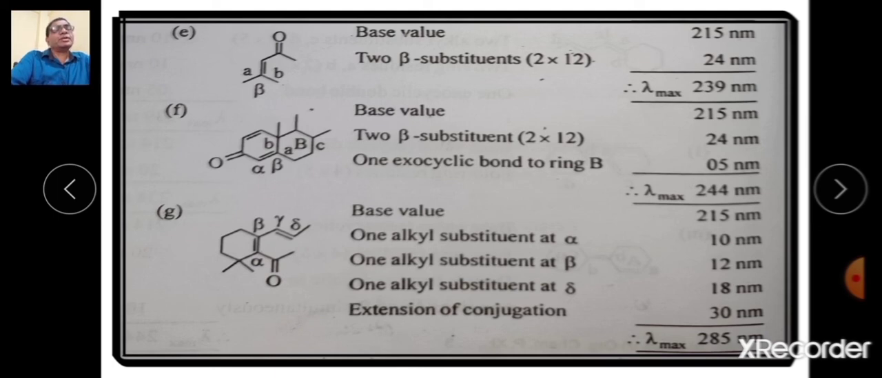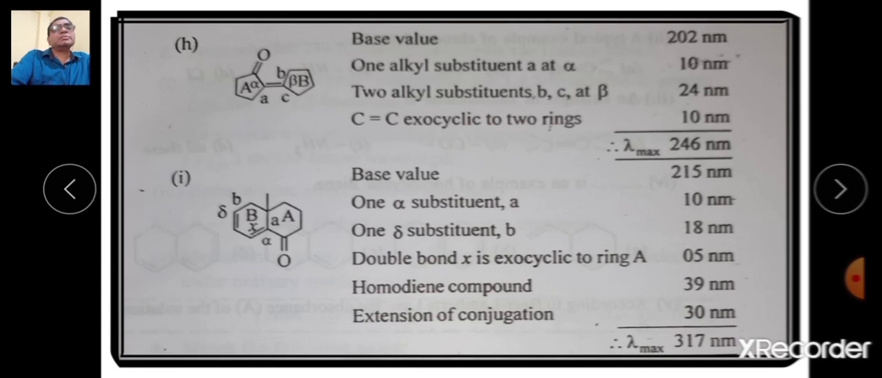and therefore lambda max becomes 285 nanometer. Now in the first case the pentacyclic enone is present. This is a pentacyclic single bond here, pentacyclic enone. The base value for pentacyclic is 202 nanometer. Now one alkyl substitution on alpha, this is the alpha position, and this is the A substitution, and therefore add 10.